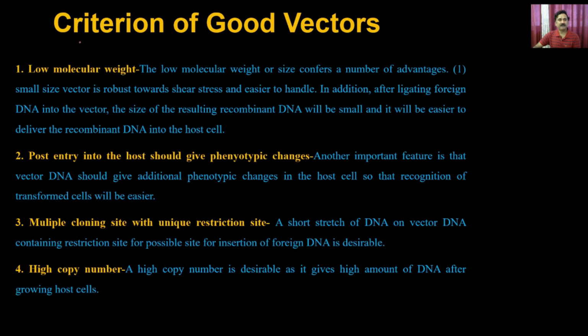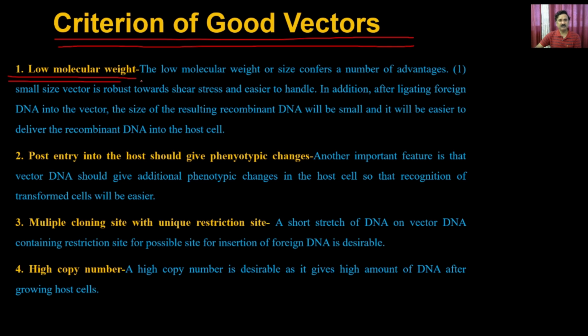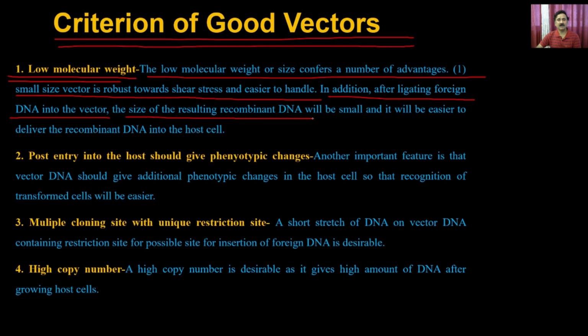Now, what will be the criteria of a good vector? Before we discuss the components present in a good vector, you can also think about the criteria. A vector should be of small molecular weight, which means the low molecular weight confers a number of advantages. For example, a small vector is robust toward shear stress and easy to handle. In addition, after ligation of the foreign DNA into the vector, the resulting recombinant DNA will be small, and it will be easier to deliver the recombinant DNA.